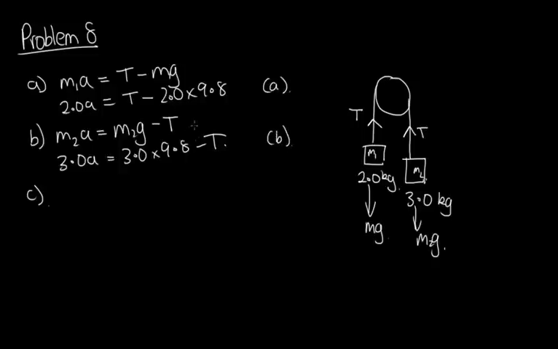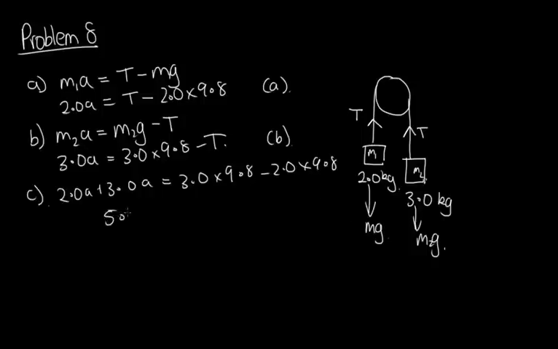If we add these 2 equations together, then we have a tension here and a negative tension here, so these are just going to cancel out. So we can add the left-hand side, so we've got 2.0a plus 3.0a, and we add the right-hand side. So we've got 3.0 times 9.8 minus 2.0 times 9.8, and then we've got plus t minus t, and that cancels out, which is why I haven't written down a t here.